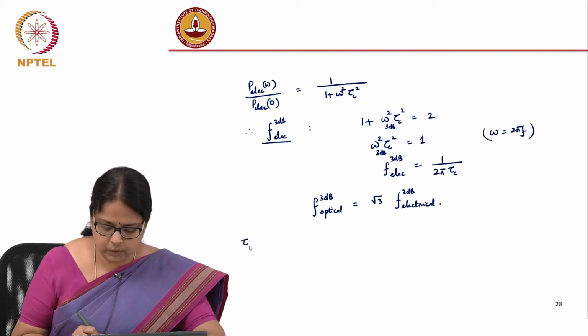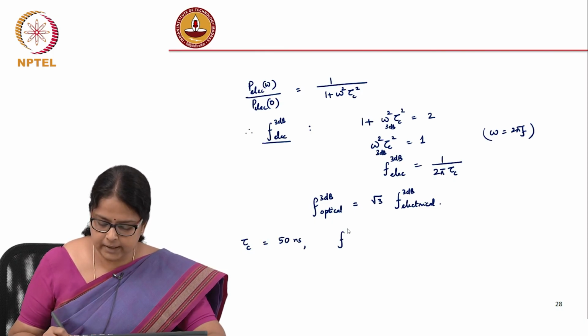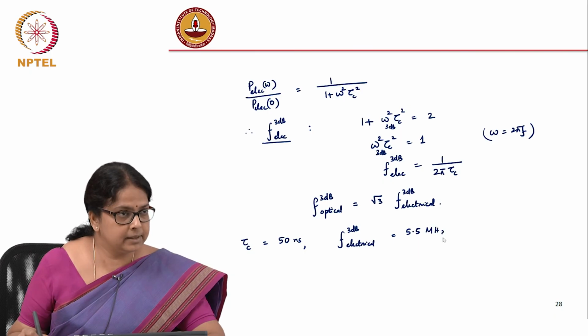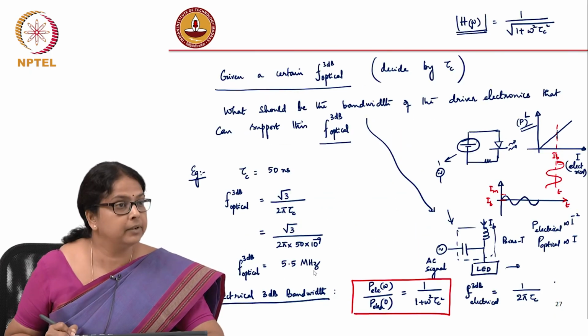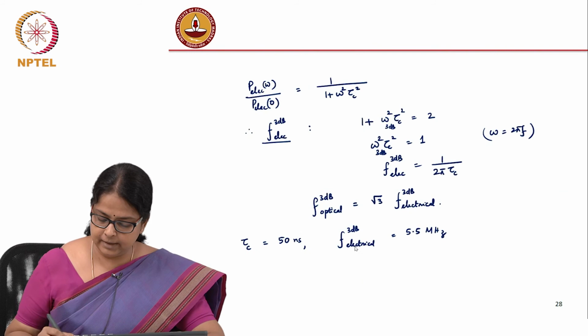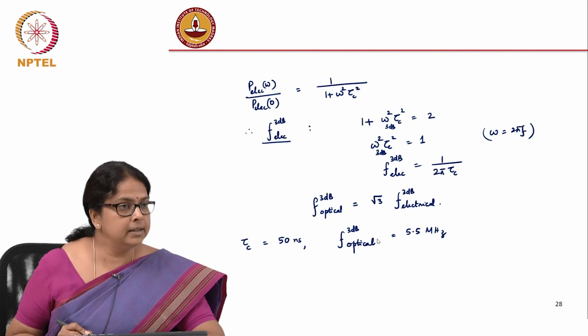So, for the previous question, tau c was 50 nanoseconds. You calculated f 3 dB to be 5.5 megahertz, right? You calculated it optical, yes. You calculated optical to be 5.5 megahertz.